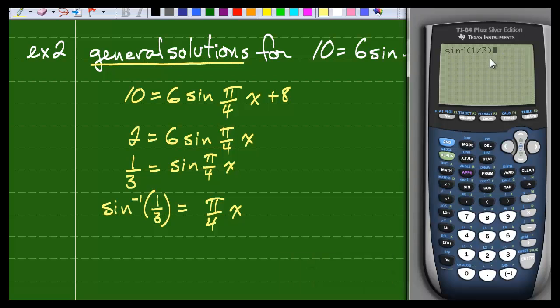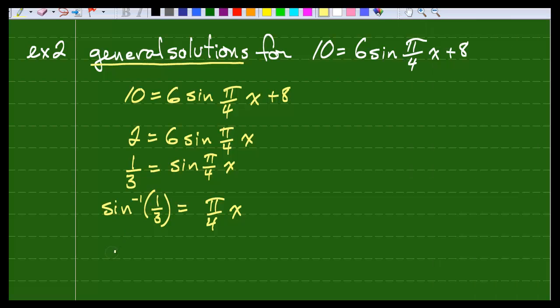So the inverse sine of 1 over 3, making sure that I'm in radians here because we're talking about pi over 4. So I'll just check my mode, and sure enough, we're in radians. So the inverse sine of 1 over 3 comes in at 0.3398. So that means 0.3398 is equal to pi over 4 times x.